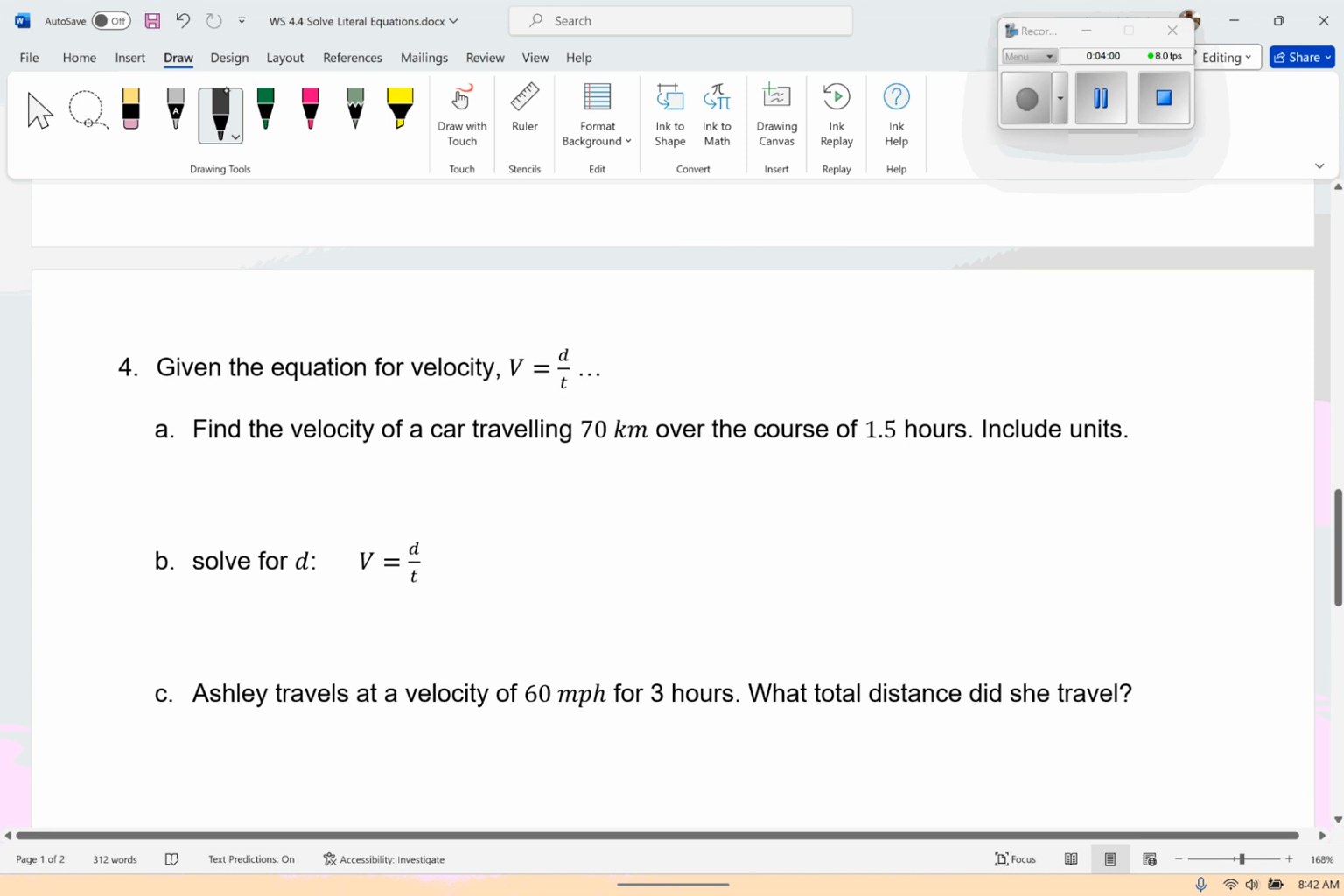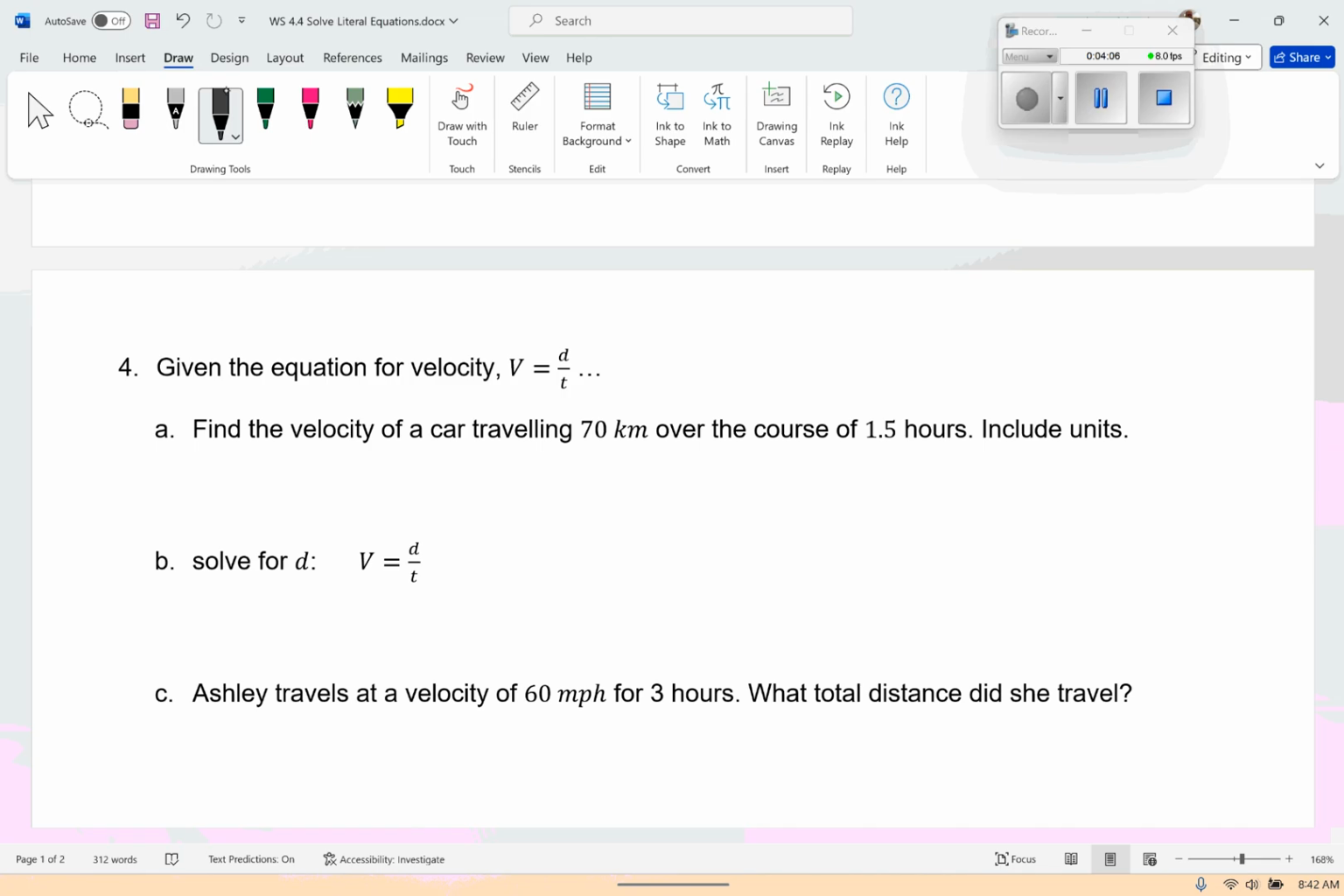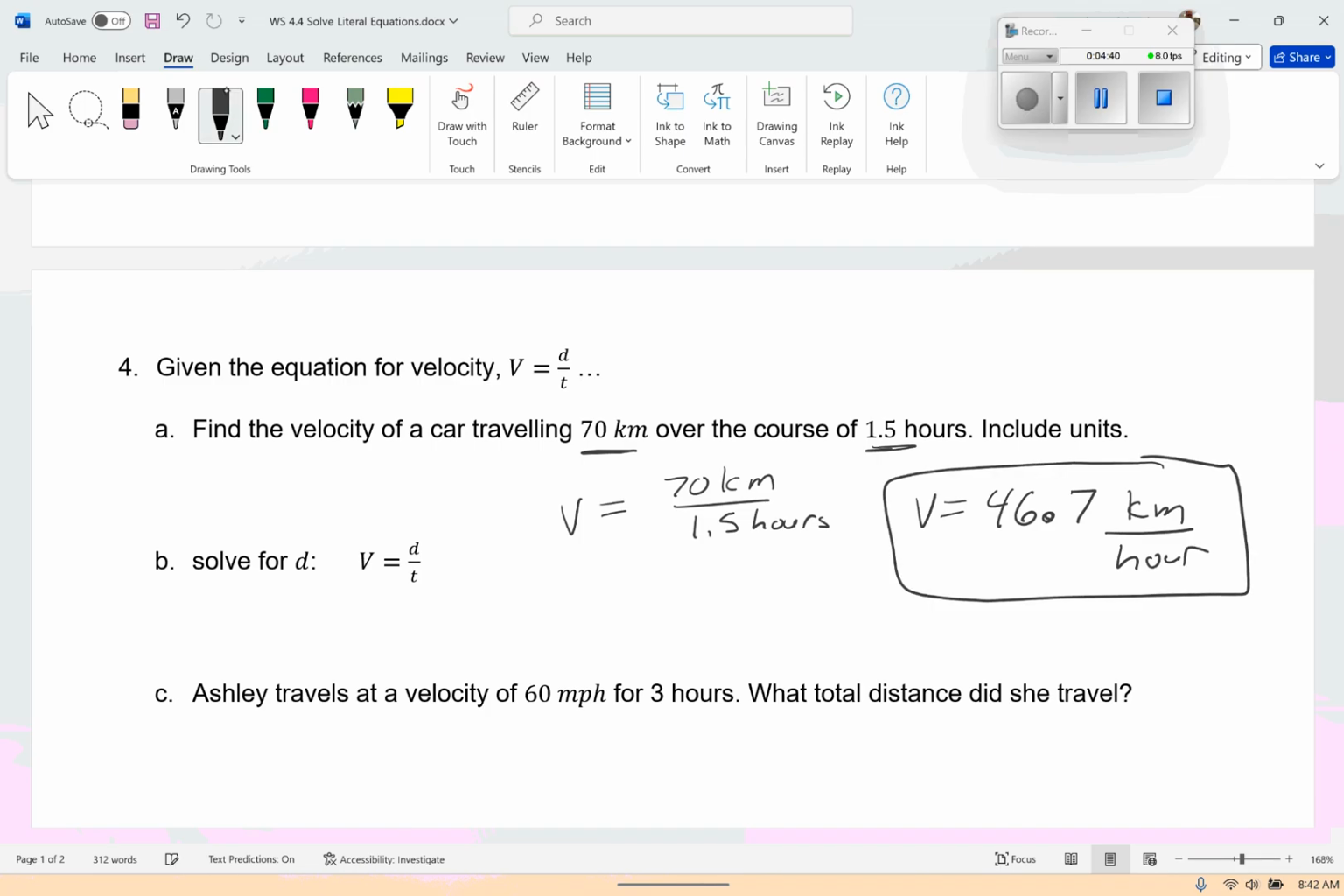Number 4 on the back side, the equation for velocity is velocity equals d over t, which is distance over time. Find the velocity of a car traveling 70 kilometers for 1.5 hours. So the velocity of a car, distance, 70 kilometers over 1.5 hours. So if I go 70 divided by 1.5, I'm going to get a velocity of 46.7 kilometers per hour. It's a rate, so you want to list it like that.